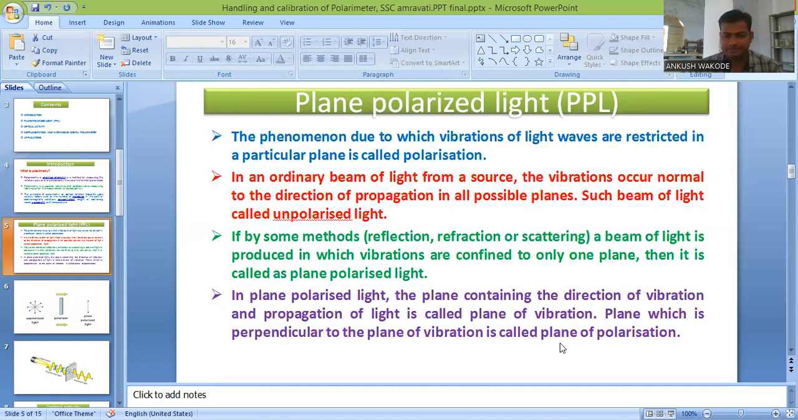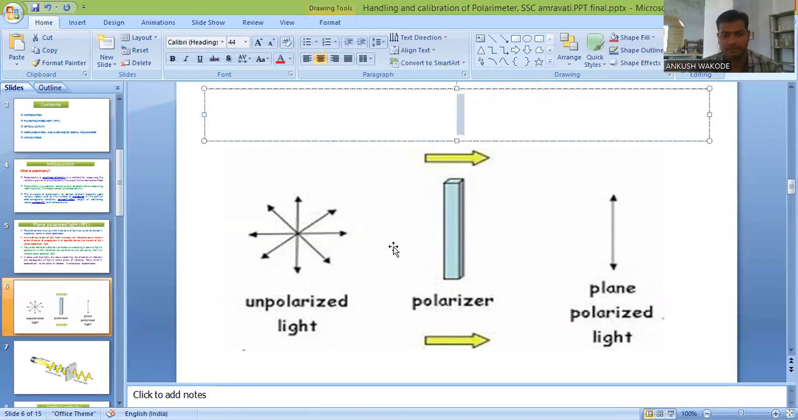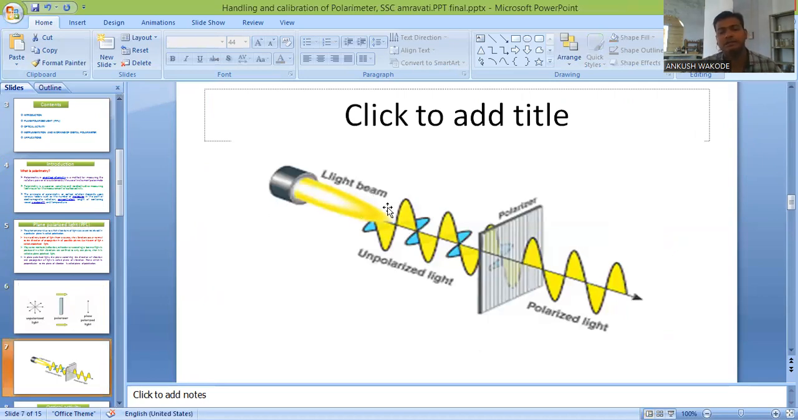In plane polarized light, the plane containing the direction of vibration and propagation of light is called the plane of vibration. The plane which is perpendicular to the plane of vibration is called the plane of polarization. So here is a diagram, and from it we can see that unpolarized light, which is light propagated in all directions, gets polarized when it passes through the polarizer. It then propagates in only one single plane, and that is called polarized light.